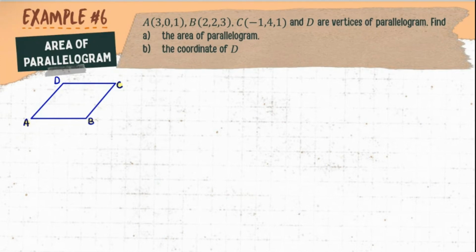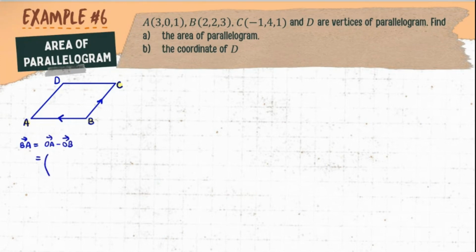Alright, so to find the point, we need to find BA and BC first, then we can cross those two vectors. So BA will be equal to OA minus OB.